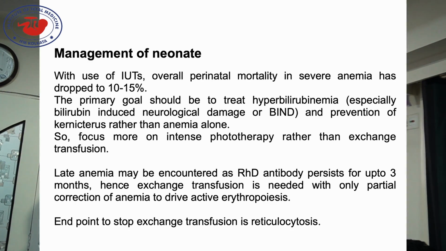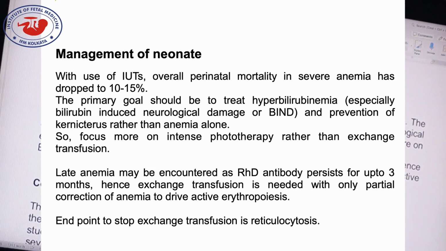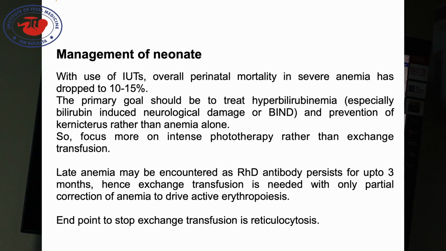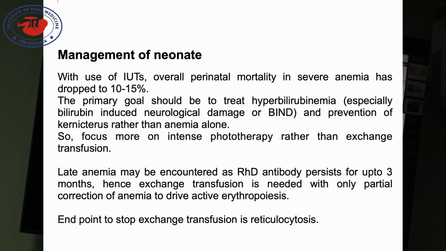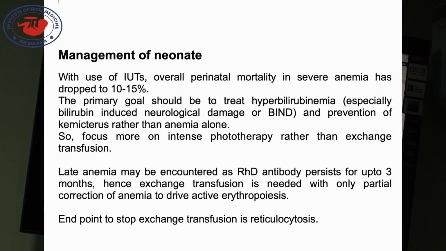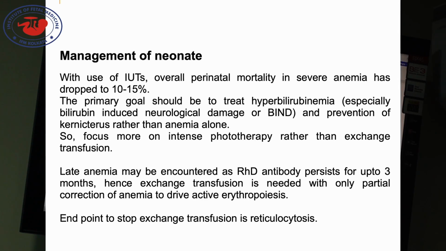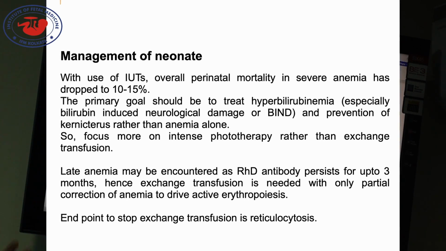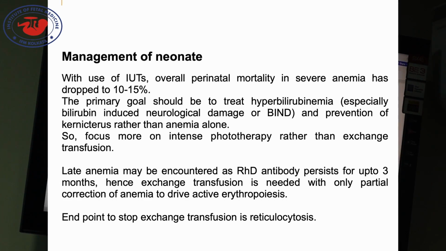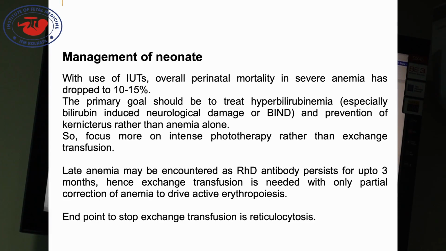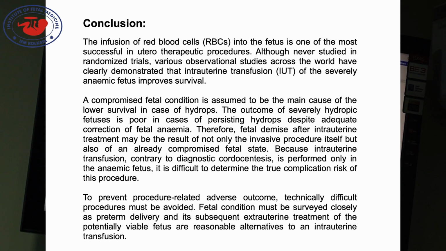Okay. Now that is a more dangerous situation. So you want to prevent this neurological damage because of this kernicterus rather than anemia. So your goal will be to control this kernicterus. Anemia, obviously you have to do that, but that will be secondary intention. Primary intention will be to check the bilirubin and focus more on intense phototherapy rather than exchange transfusion, because you want to bring the bilirubin level down.